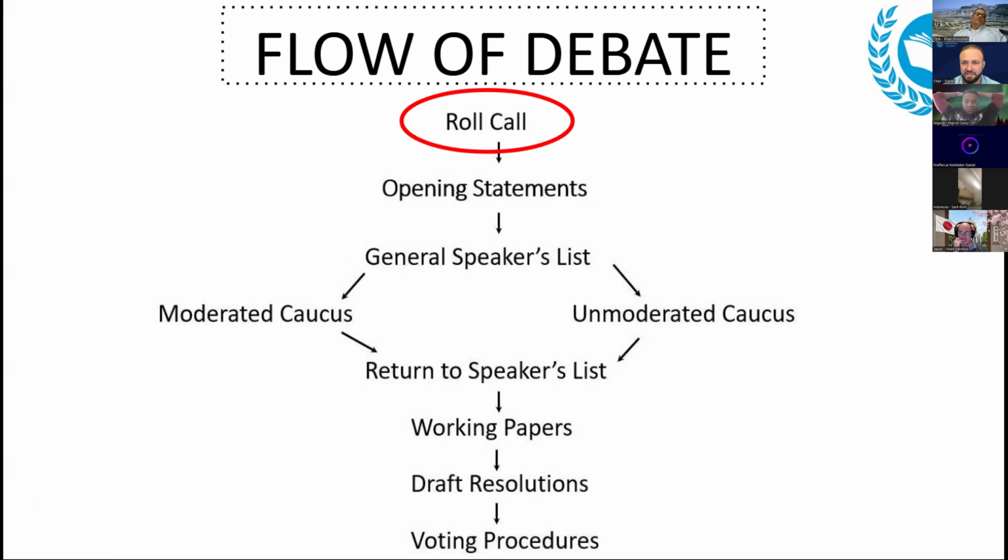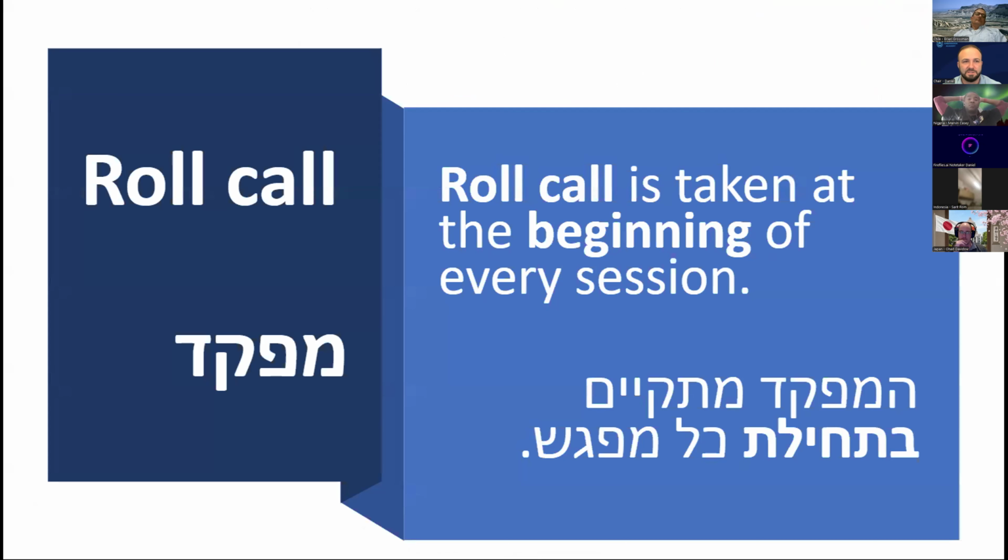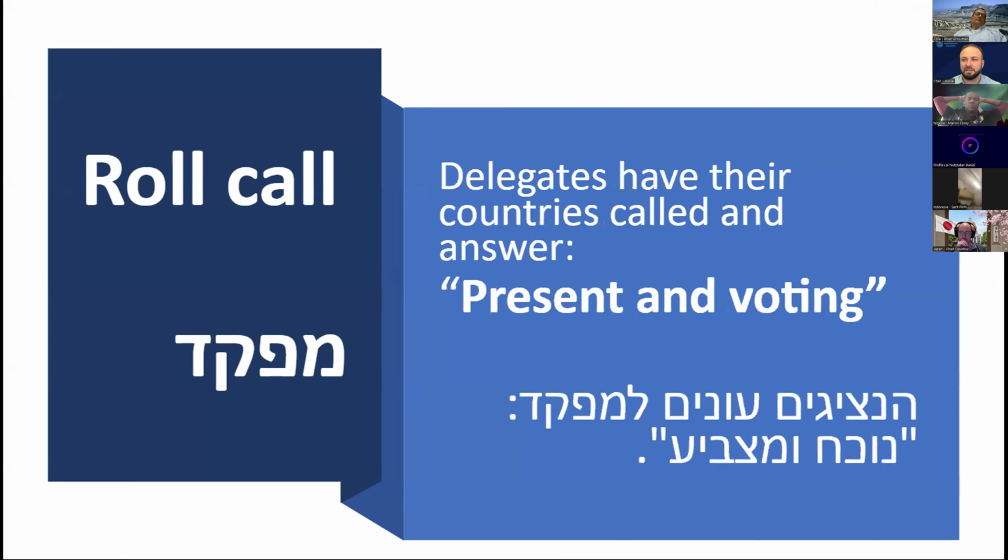By the end of this, we'll understand it all, but for now, we just need to know roll call. What is roll call? Roll call is taken at the beginning of every session, and delegates have their countries called and the answer is "present and voting." That's basically it. So when you do roll call, you say present and voting, and that means that you are here and able to vote.